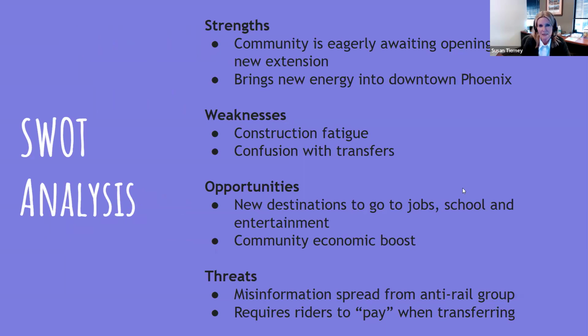So in a SWOT analysis, the strengths of this plan and of the 2-line system is that the community is eagerly awaiting the opening of the new extension, and it brings some new energy into downtown Phoenix, as well as the line that will be traveling 5 miles south. The weaknesses are construction fatigue and then confusion with transfers. We've never had a 2-line system before, and really no one is really aware of that. The opportunities is that it does provide new destinations for many people to go to jobs, school, and entertainment.